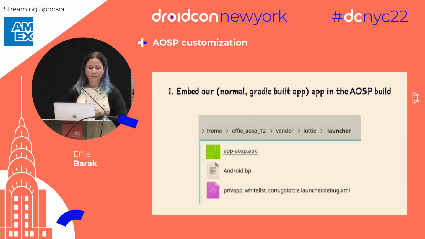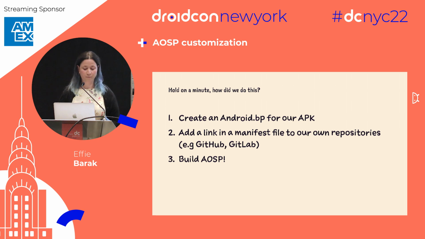Step 1, we take our app and put it in the AOSP tree. And we can see here the app APK with an amazing name. And we add to it the Android BP, the file that gives instructions to the make system how to treat this APK, what to do with it. So how did we get here? How did we get to having this structure?